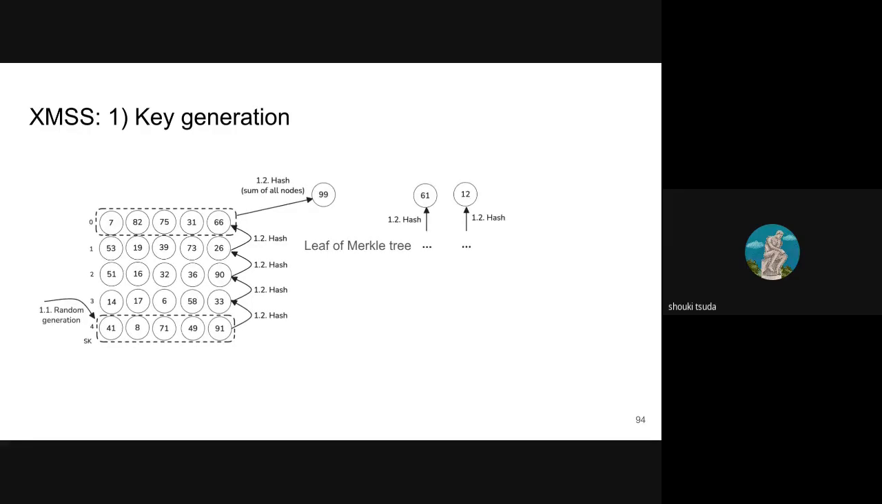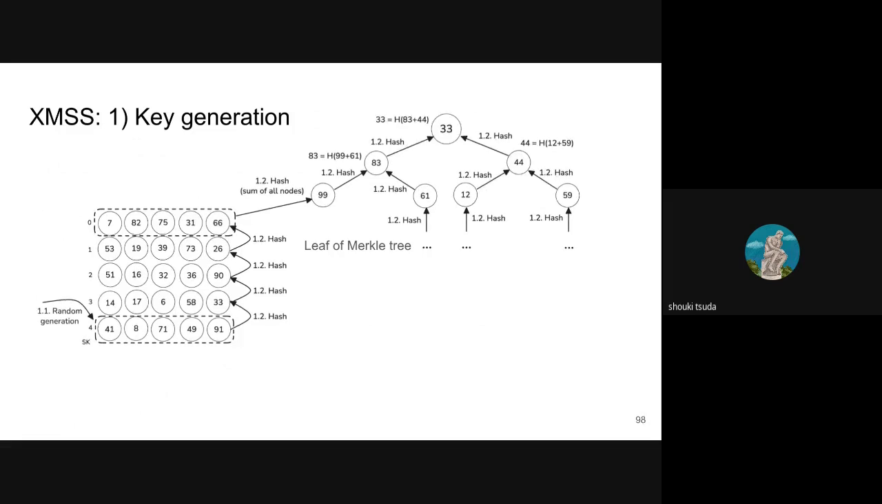Here is the key generation step. But this public key represents a leaf of the Merkle tree. So we can generate leaves with this key generation step. Here are just 4 leaves, and we can get a Merkle root.